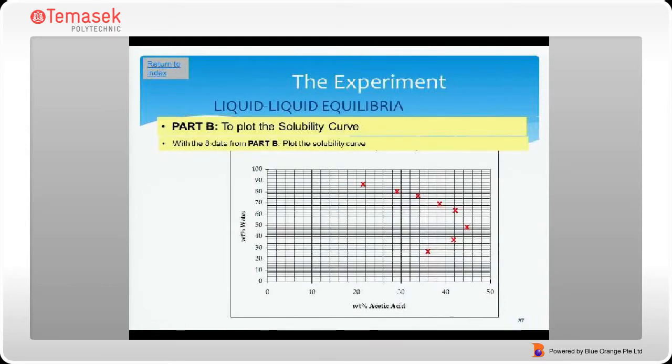For part B, you would have obtained 8 data points to plot the solubility curve. This is the solubility curve you will draw.